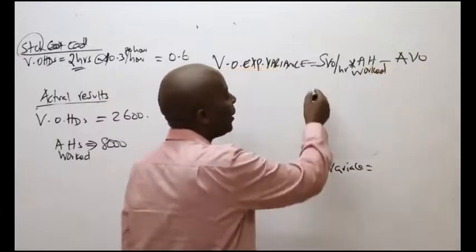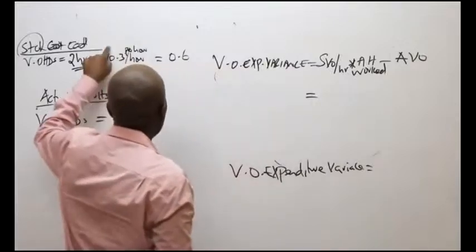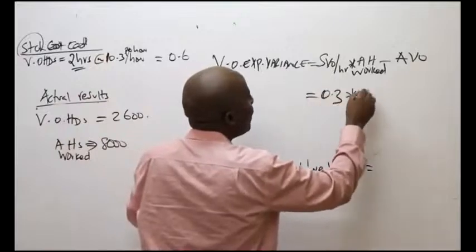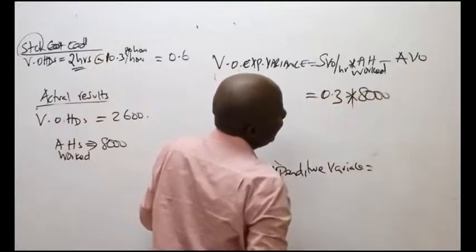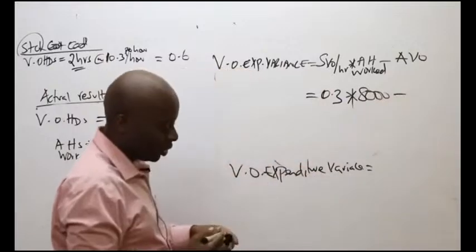So please come and give us the standard variable overheads per hour. The standard variable overheads here per hour are 0.3. Actual hours worked are 8,000 minus AVO. AVO means actual variable overheads.